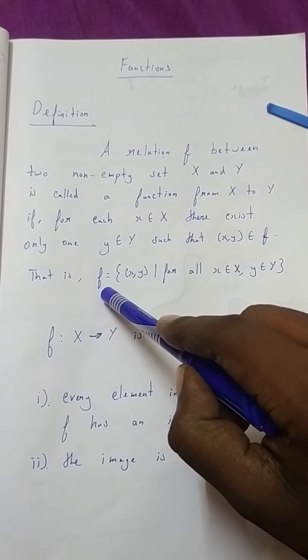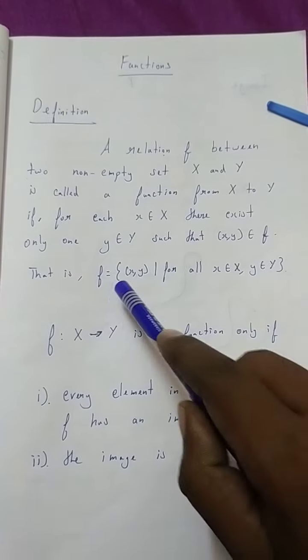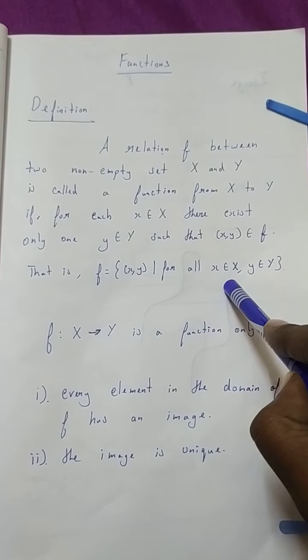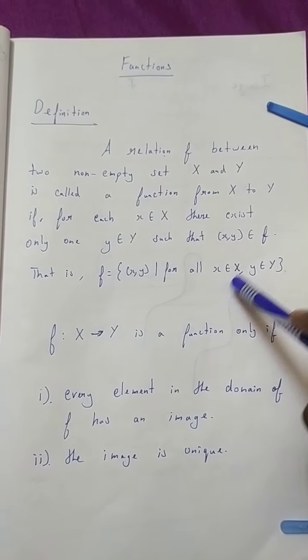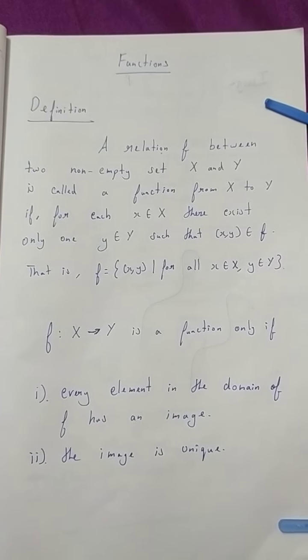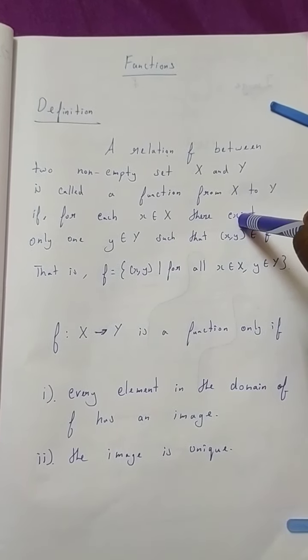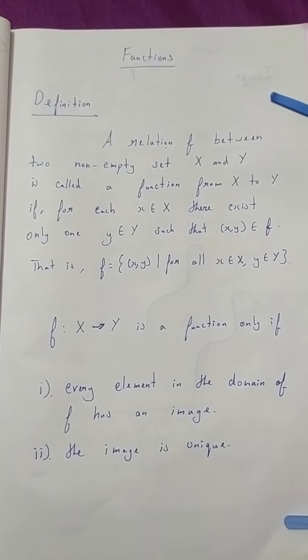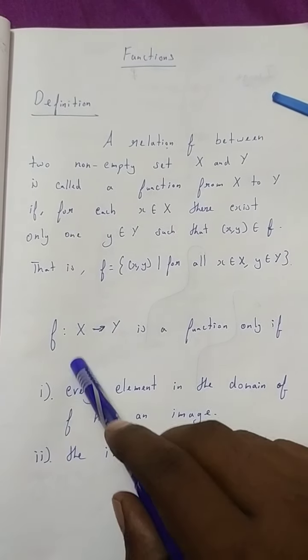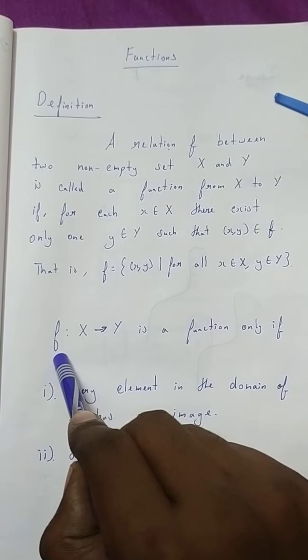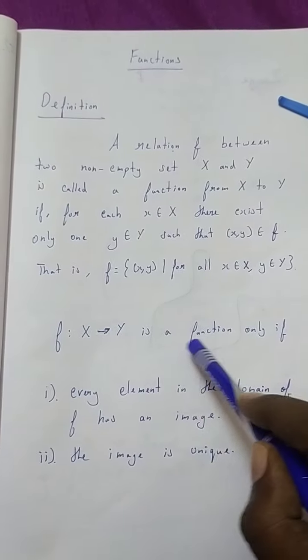That is, in set builder form, the function f is equal to {(x, y)} such that for all x belongs to capital X, y belongs to capital Y. So this is the definition, right? Now I'll explain in a simple way. A function should always be written like this, f from X to Y.